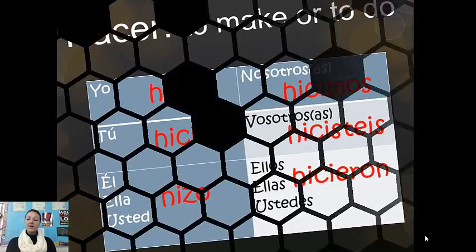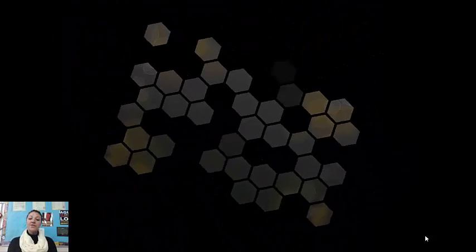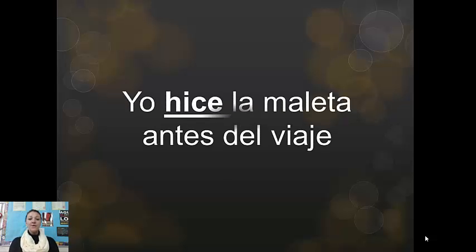So take a look underneath the chart on your notes sheet. You have 2 examples. The first one we're going to do together. It says, yo blank la maleta antes del viaje. Go ahead and give it a shot filling in the verb that you think that we're going to use here. Again, this is the yo form. So if you put yo hice la maleta antes del viaje, you would be correct.